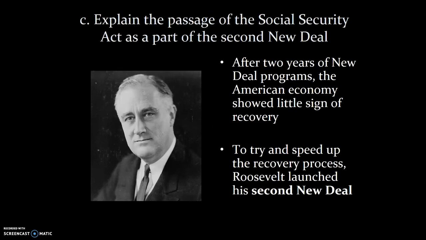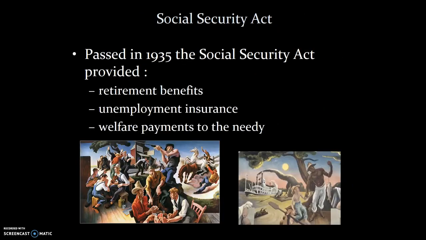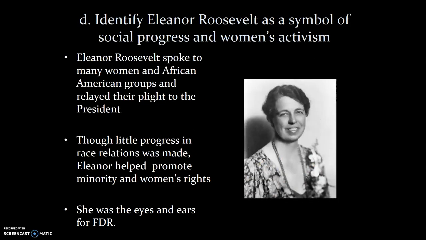Up next, we are going to explain the passage of the Social Security Act as a part of the Second New Deal. After two years of New Deal programs, the American economy showed little sign of recovery. So, to speed up the recovery process, Roosevelt launched his Second New Deal. The Social Security Act, passed in 1935, provided retirement benefits, unemployment insurance, and welfare to the needy.